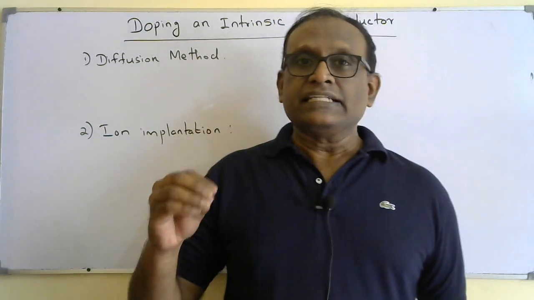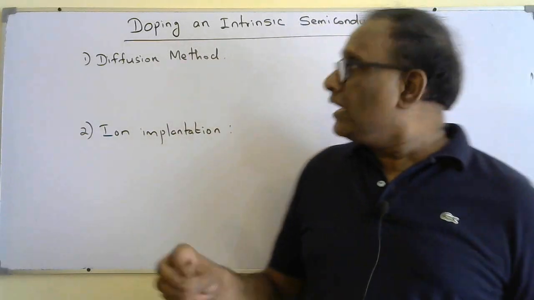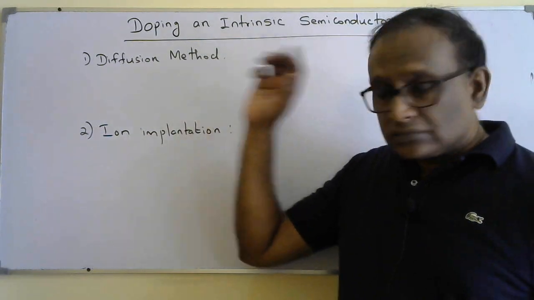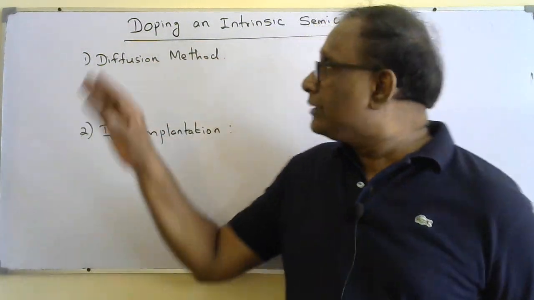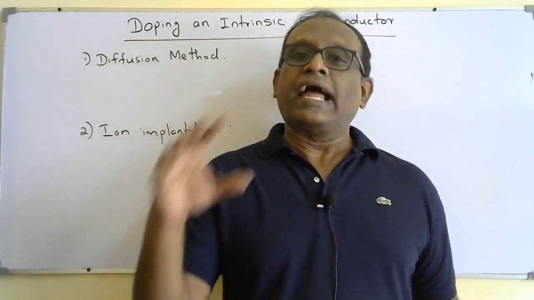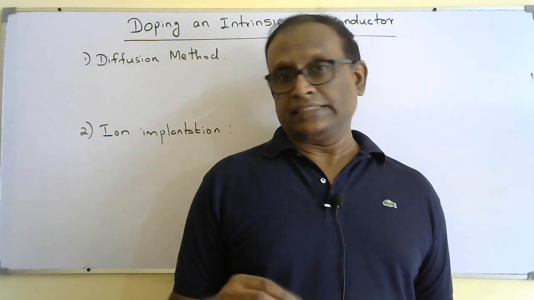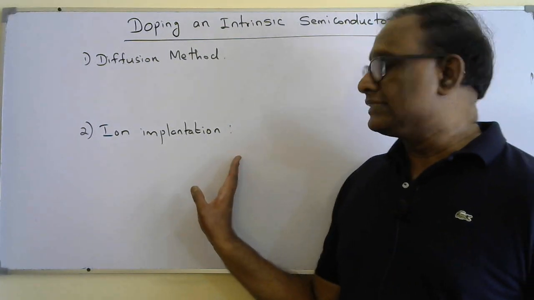The dopant will be heated into a gaseous state, and it will be passed over the semiconductor, which is at high temperature in the form of wafers. The semiconductor will absorb the dopant, and after they are absorbed, they will stay inside the semiconductor. That is the first method. In the second method, ion implantation, what happens?